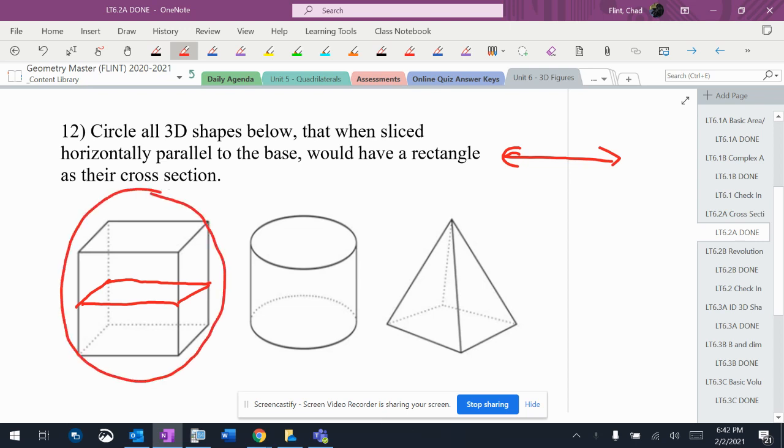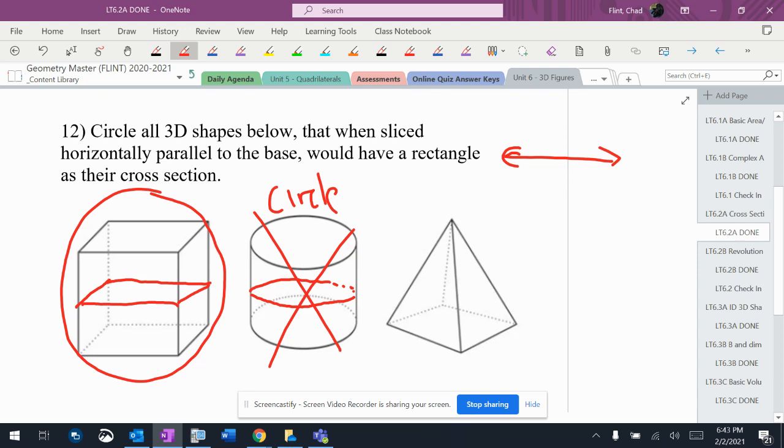If I cut this horizontally, what's going to happen is I'm going to get another circle when I open that thing up. This is going to be a circle. That's out. Okay?